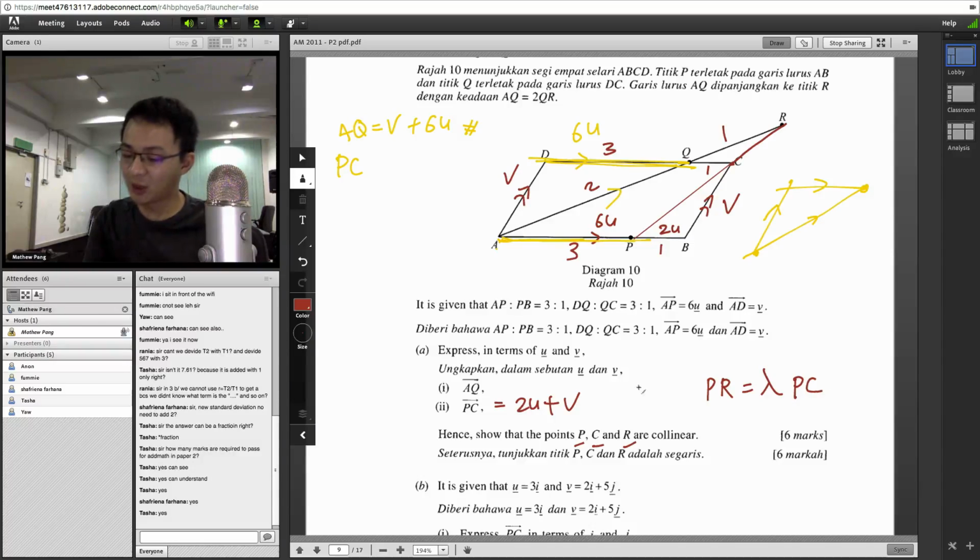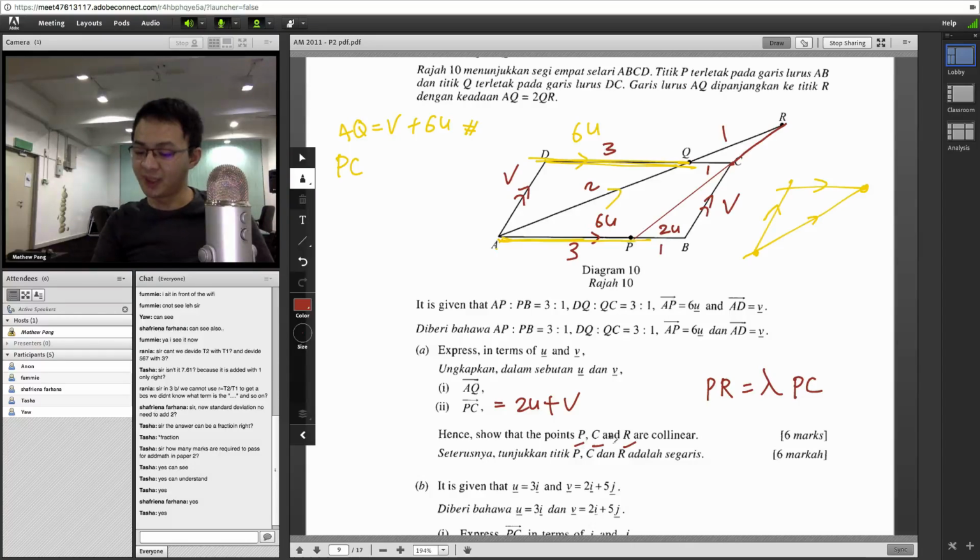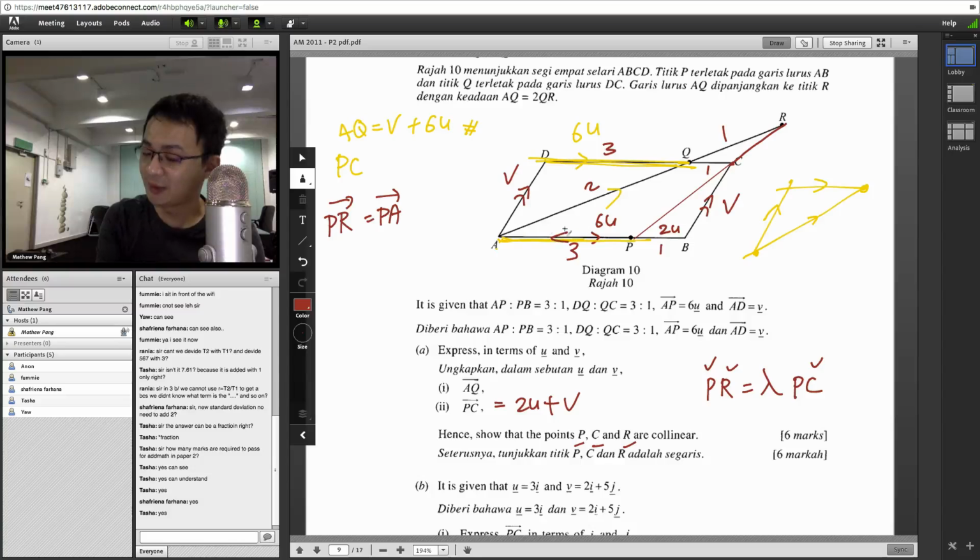Lambda PC. You can write this in whatever way you like, but you have to make sure you use P, C, and R. You find I use P, C, and R. As long as you use all the 3 letters, then everything should be fine. Of course, you can still do PC equals lambda PR. It's the same thing. Alright, then what we do next is some substitution. First thing is we have to find PR. In order to find PR, I know that P to R equals PA, meaning moving this way, plus AR.